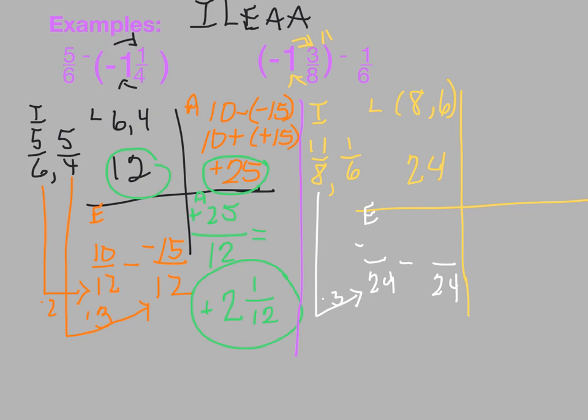I look at my numerator, that's 11. 11 times 3 is 33. That's my numerator here for this equivalent fraction. How do I get from 6 to 24? Well, that's times 4. 4 times that numerator 1 is 4. So I'm going to add or subtract as usual. In this case, I'm going to have negative 33 minus 4.